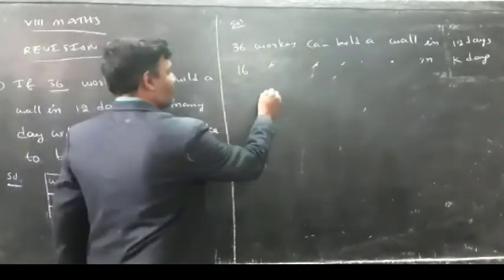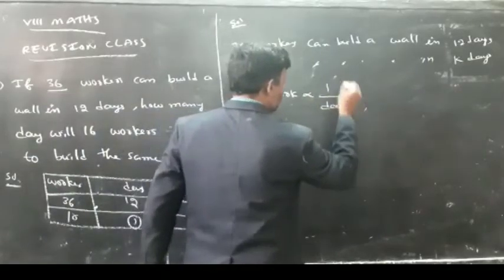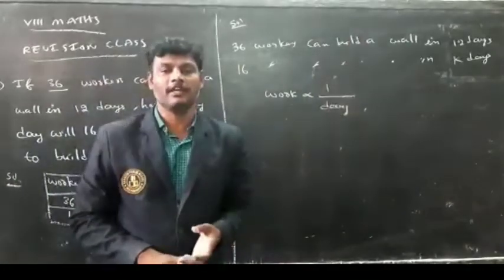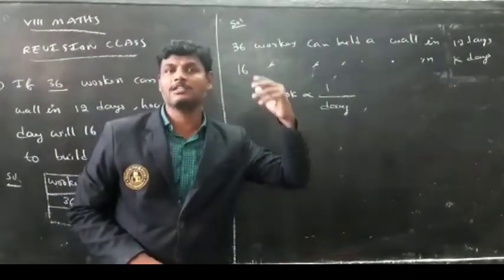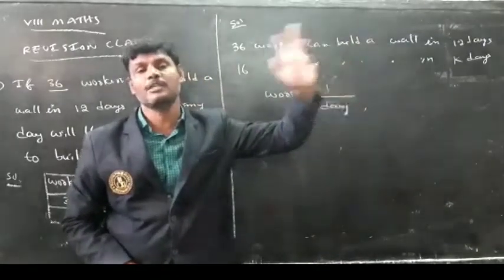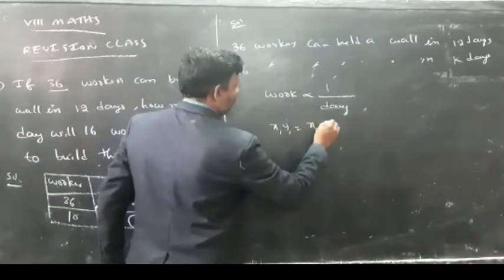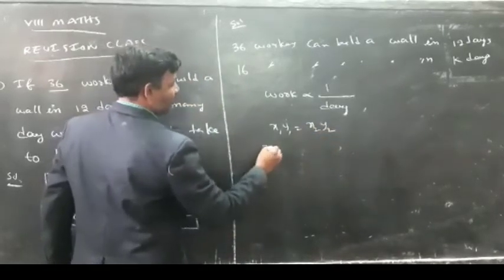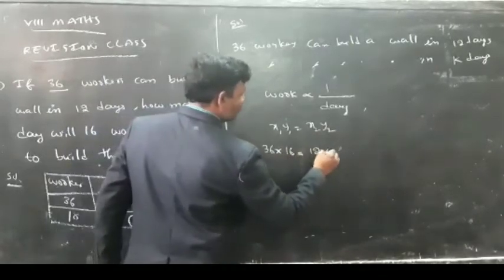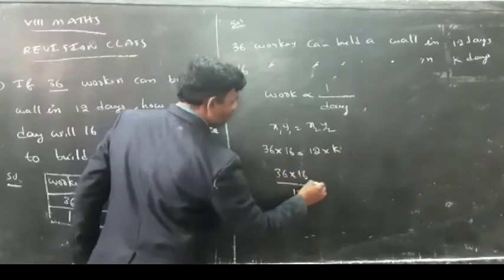Here workers and days are always inversely proportional. Why? Because if workers increase, days will decrease. If workers decrease, days will increase. Workers and completing days are always inversely proportional. So what can we write here? x1 y1 is equal to x2 y2. 36 into 12 is equal to 16 into k. Then 36 into 12 by 16 is equal to k.